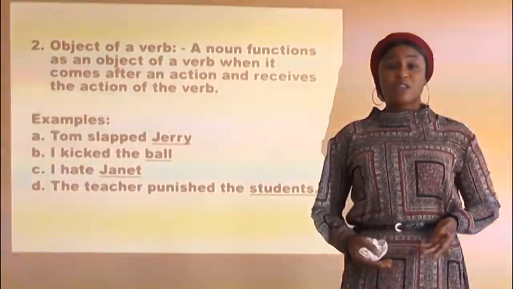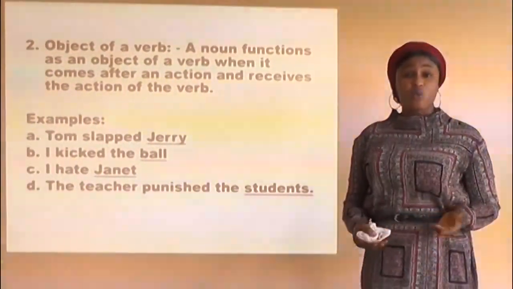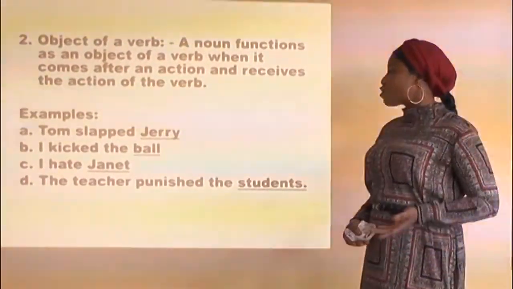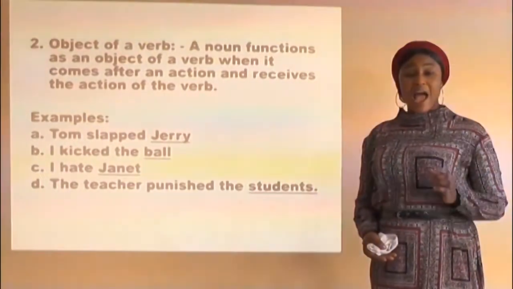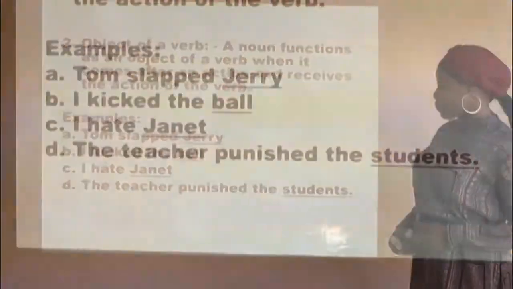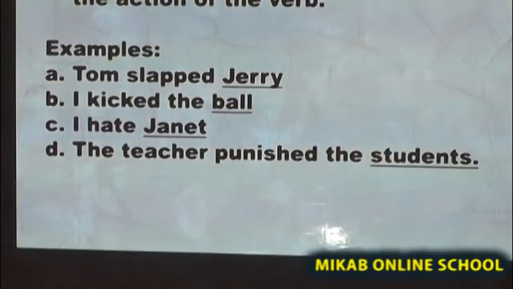Verb. And you were told that verbs are doing words, action words. So, slapped, kicked, hate, and punished are all the what? Action words in that sentence. Therefore, all the underlined words are the objects receiving the action from their subject. That is how a noun functions as an object of a verb when it comes after a verb.